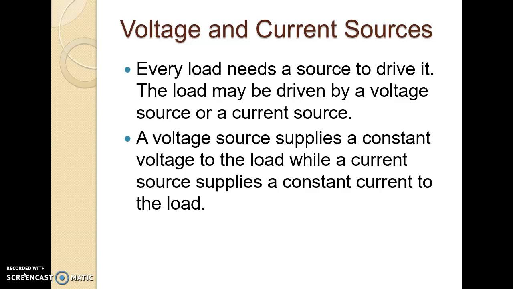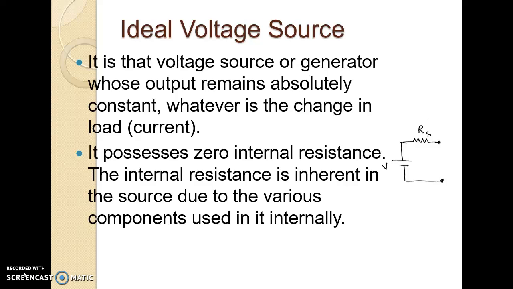Every load needs a source to drive it. The load may be driven by a voltage source or by a current source. A voltage source supplies a constant voltage to the load, while a current source supplies a constant current to it. The ideal voltage source is that voltage source or generator whose output remains absolutely constant, whatever the change in the load. It possesses zero internal resistance.